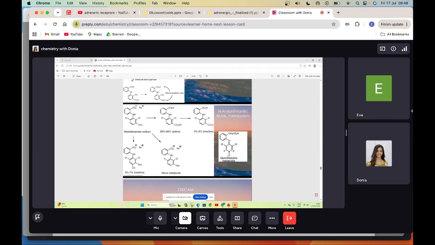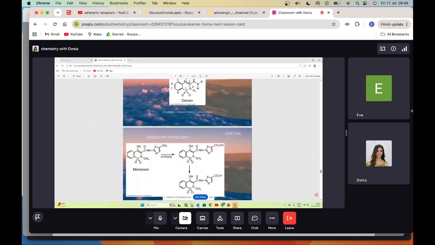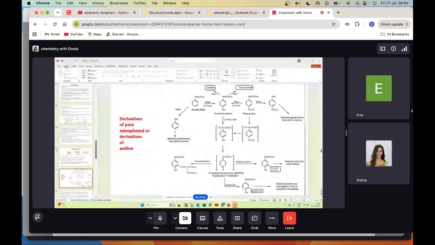So by this, the N-aryl anthranilic acids, we are done with them also. Let's go back here. This class is called derivatives of para-aminophenol or derivatives of aniline. This is acetaminophen, and the other name for it is paracetamol. What is our problem here?